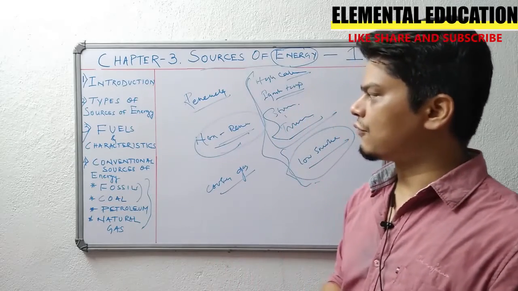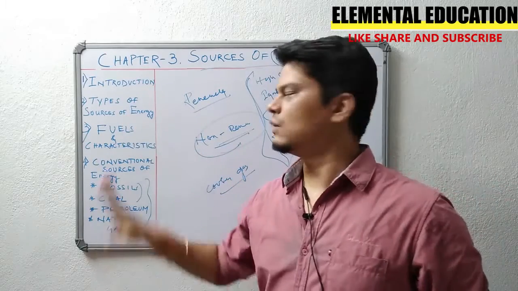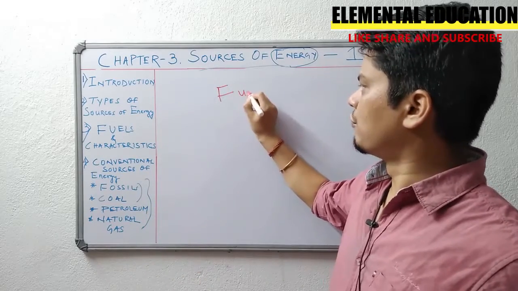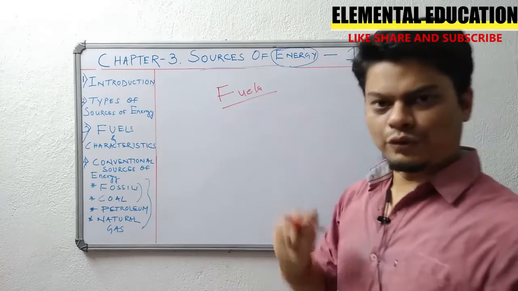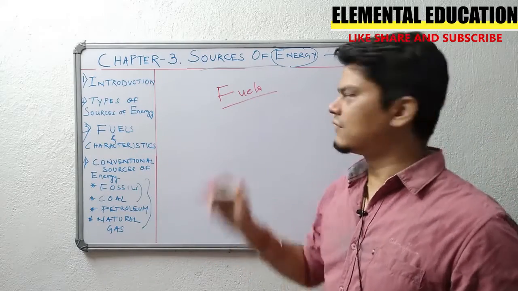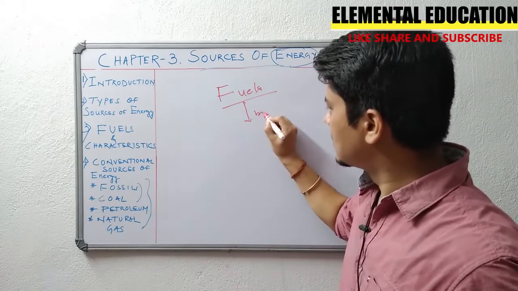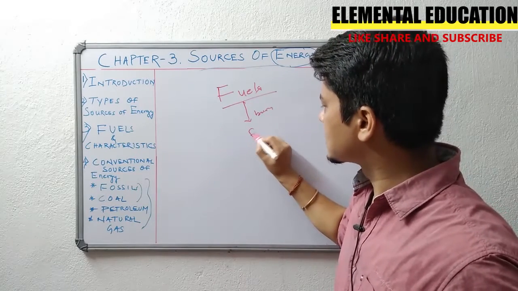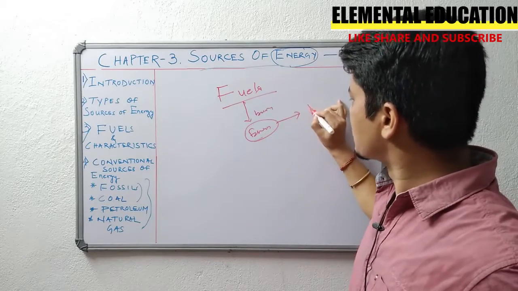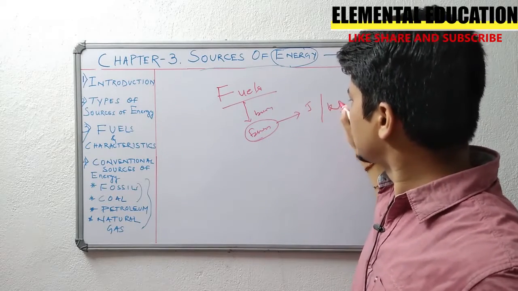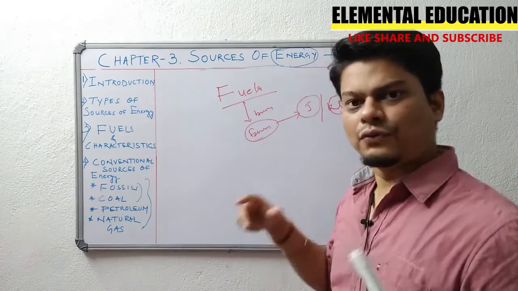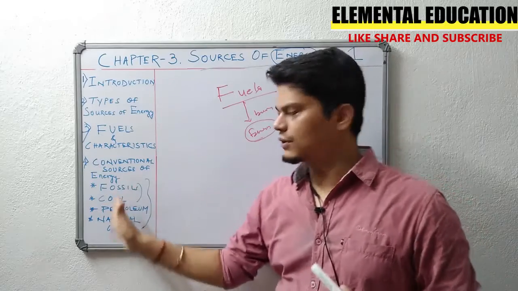Now let us go for what a fuel is and what its characteristics are. Fuels are the materials that burn themselves to give us energy. They burn to give us energy. This energy is in joules or kilojoules, right? Joules or kilojoules. So we know what a fuel is and we know the types of fuel.